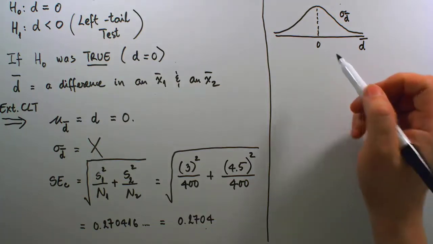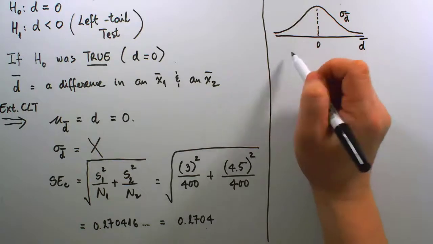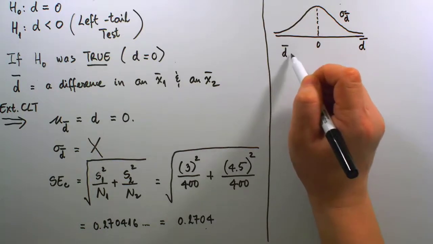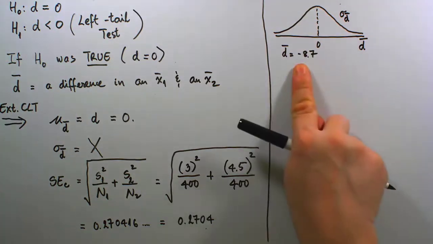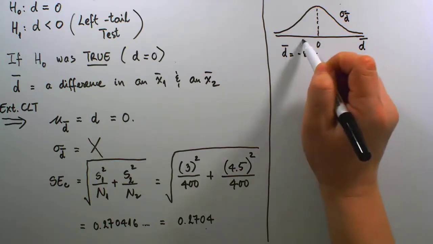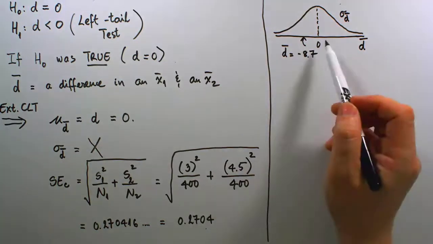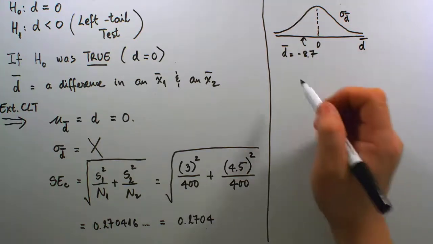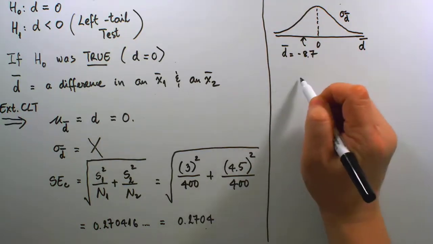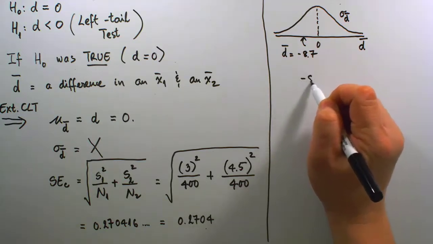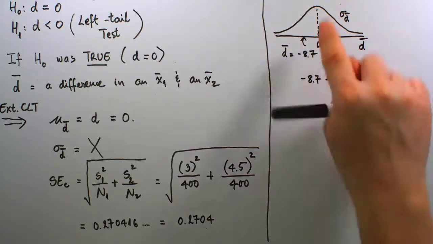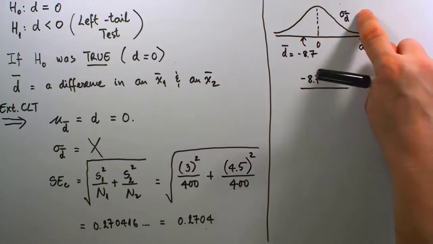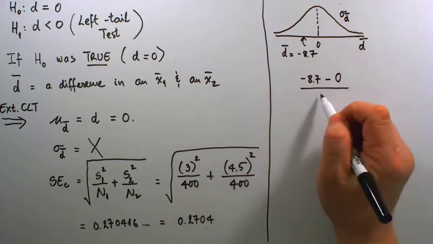In that way, we can see clearly that our actual d bar being negative 8.7, which came out from the previous calculation I have shown, must stay somewhere on the left-hand side of the center of this bell curve. So we can now calculate. From where our d bar currently stands, I am going to subtract the center of our bell curve and divide that by, instead of the actual precise sigma d bar, the SEC we have already had.